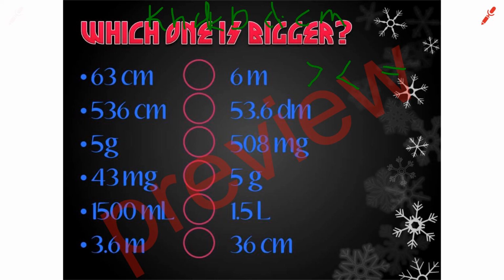Okay, so basically the way I do this is I convert one of them to the other one. And I always convert the little one to the big one. I just feel like that's easier. So I'm going to convert centimeters to meters here. So centi is here, meters here. I'm going to do 2 to the left here. So 0.63 meters. So this one's bigger.